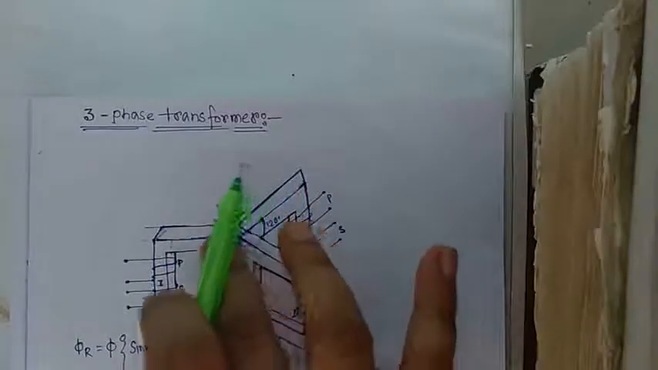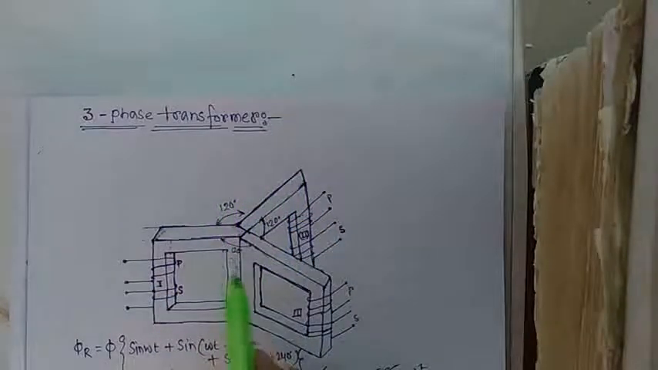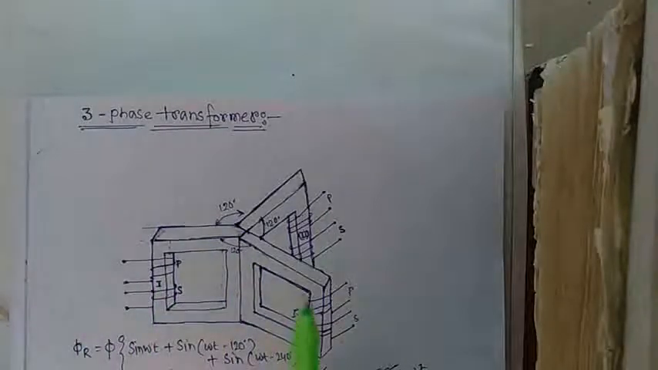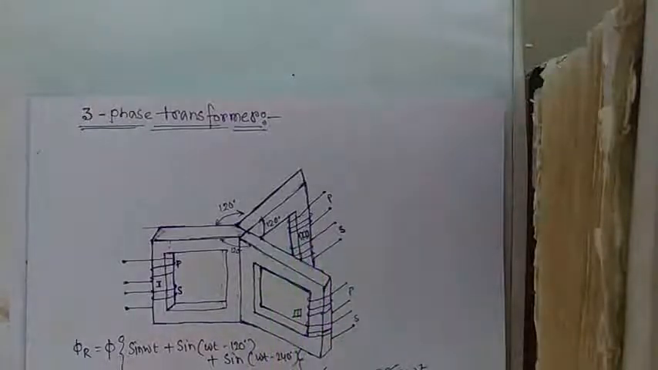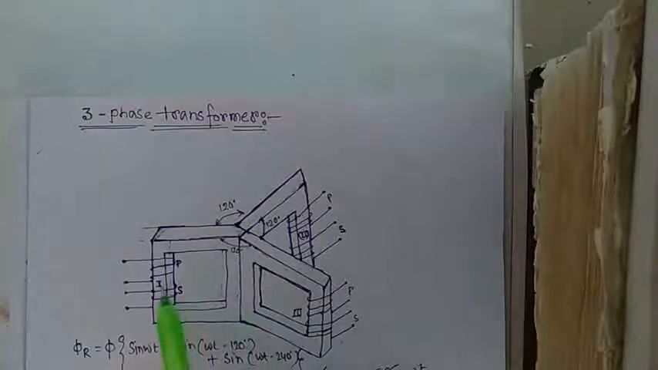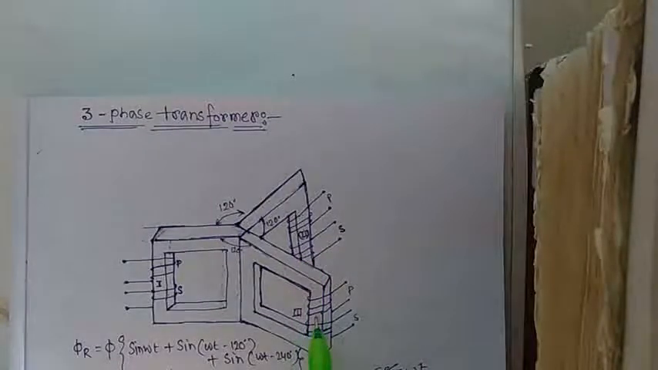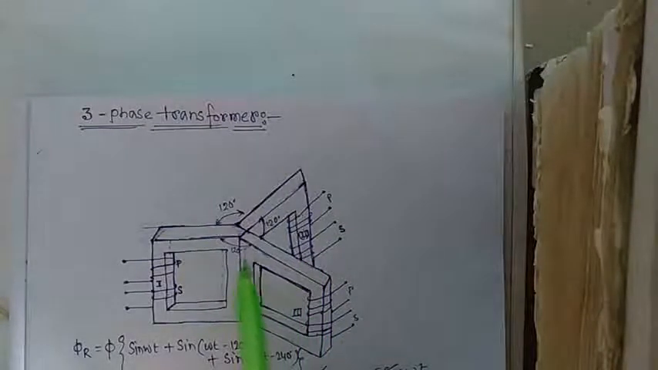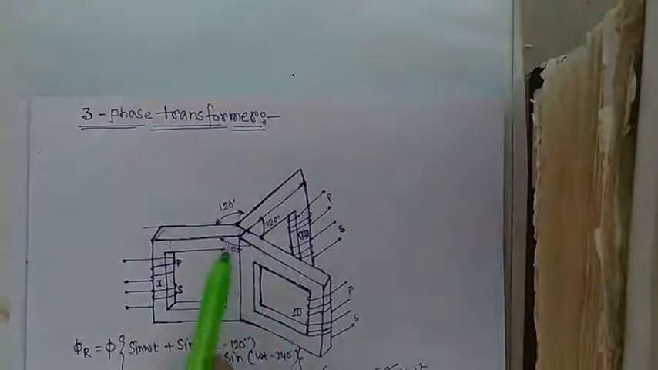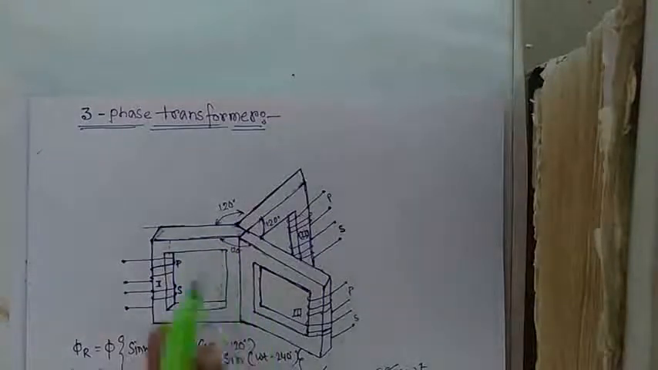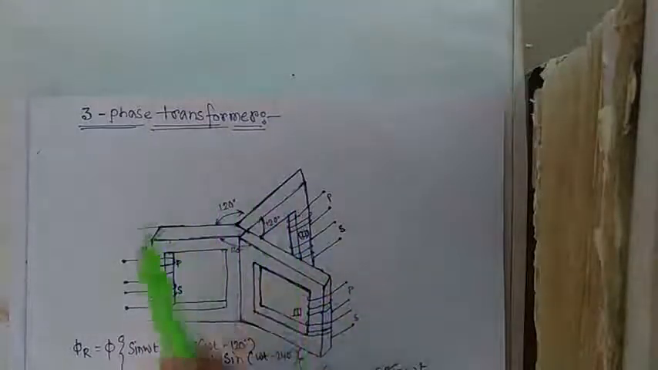120 degrees apart from each other. The primary and secondary windings are wound over limb number 1, limb number 2, and limb number 3, and the other limbs are unwound and brought in contact. Okay, so the system looks like this.